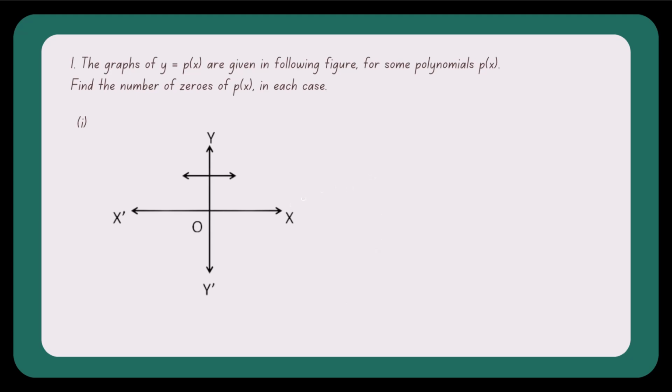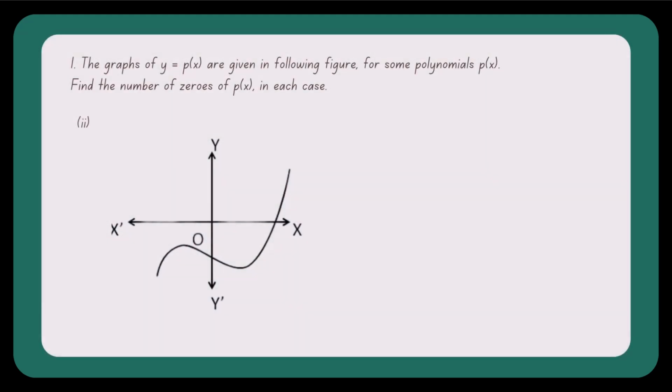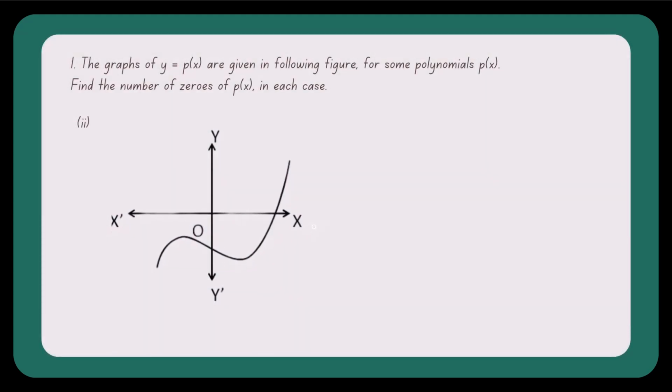No, right? So how many zeros are there? There are no zeros. So you have to say no zeros, right? No zeros. What is the reason? No zeros because it is not touching the x-axis, so there is no zeros, right? So the line should touch the x-axis. The number of times it touches is the number of zeros. Very simple. What about this one?